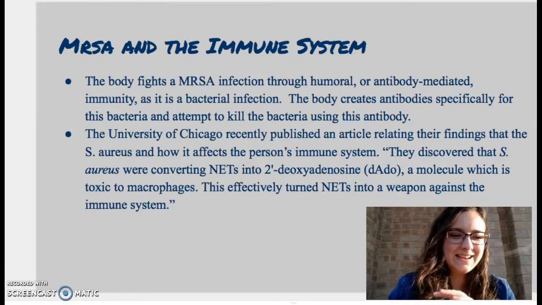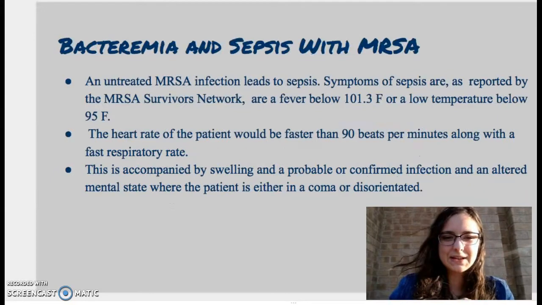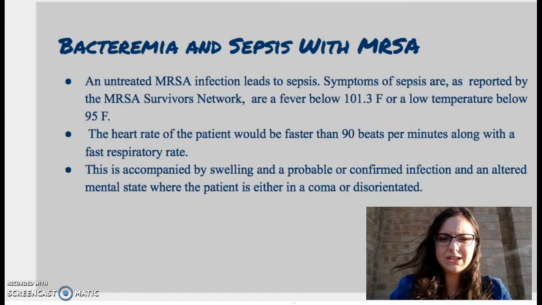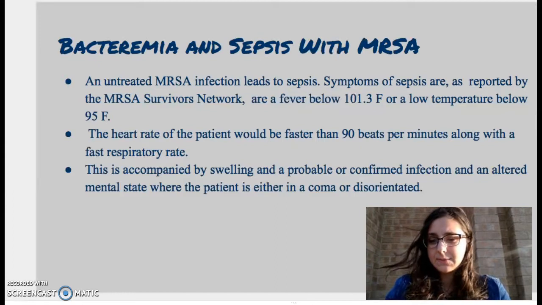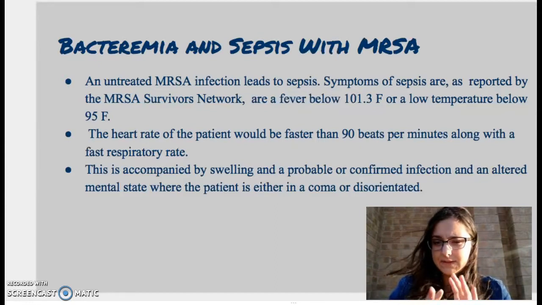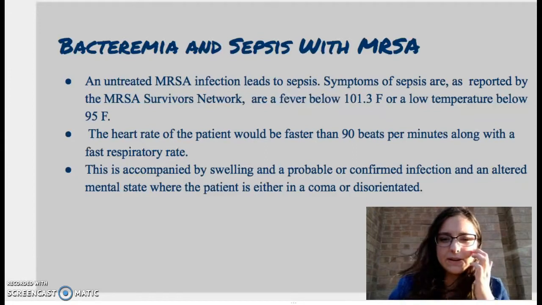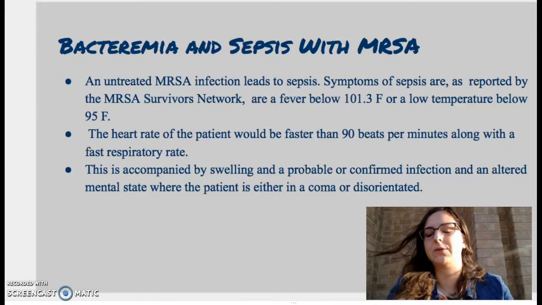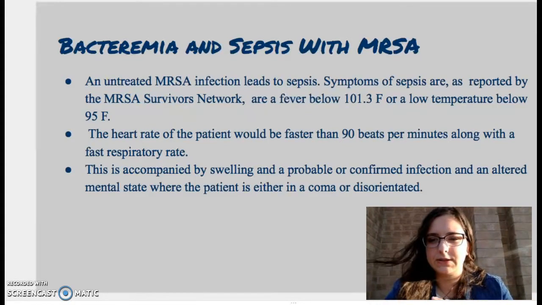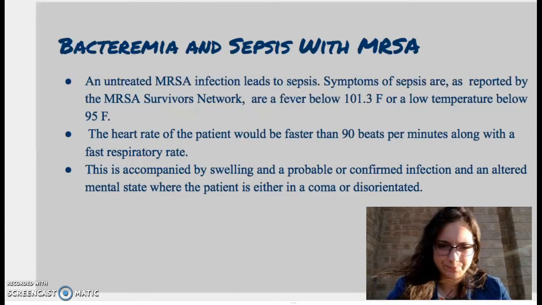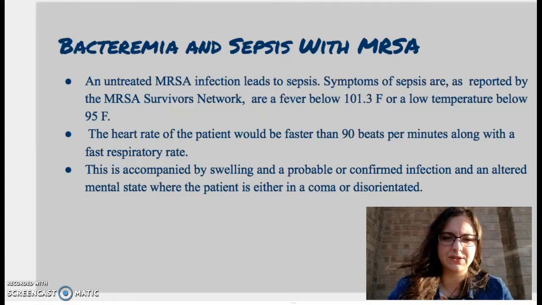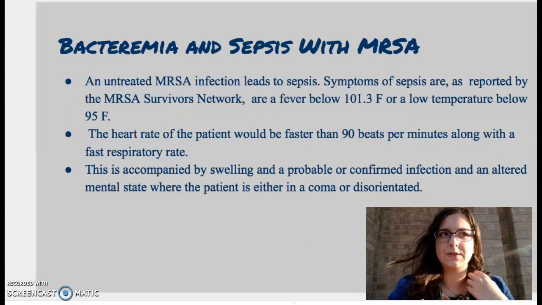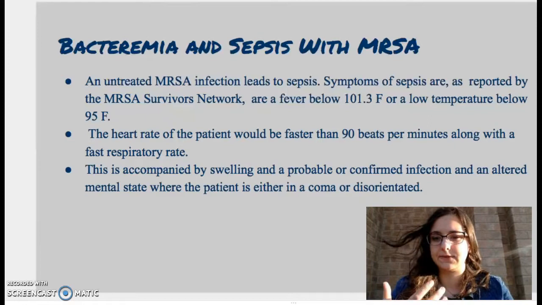Really highlights that point. So sepsis with MRSA. An untreated MRSA infection, like in a wound or something, leads to sepsis. Symptoms of sepsis are, as reported by MRSA Survivors Network, a fever above 101.3, or a low temperature below 95. And then another symptom of this is a heart rate of a patient faster than 90 beats per minute, along with a fast respiratory rate. So you can really see the whole body trying to fight off this infection.